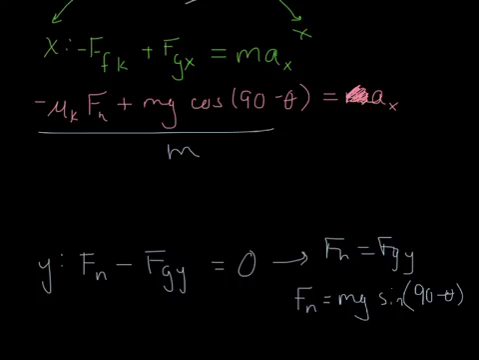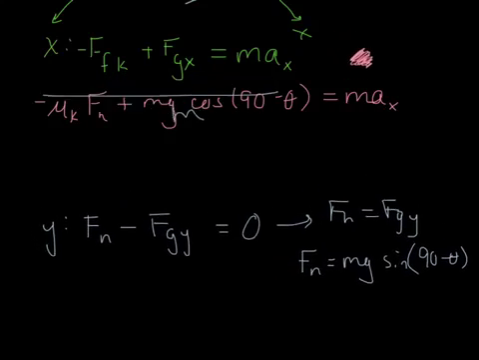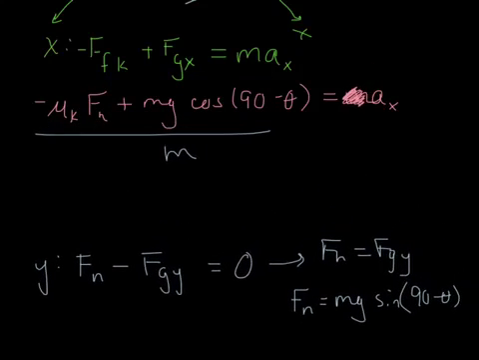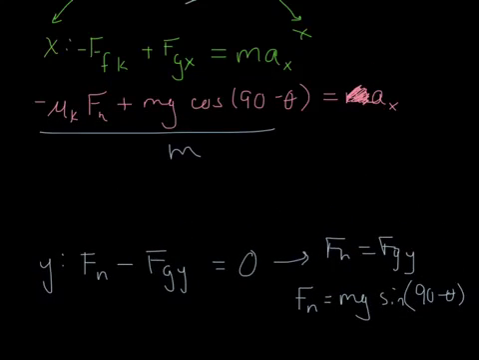Alright? So now, look at the bottom right of the screen. We're going to take that value from the bottom right down there. Whoa, I can't move this slide apparently. We're going to take this value down here, I'll circle it, and we're going to substitute it in right here for Fn. mg sine of 90 minus theta is going to go in for Fn where it's circled. So our answer becomes the following.